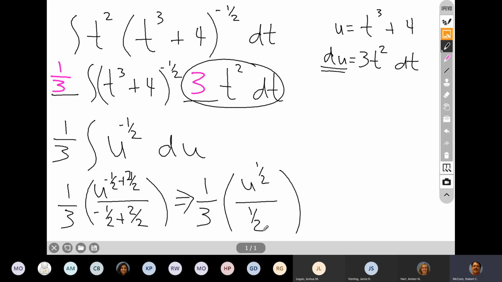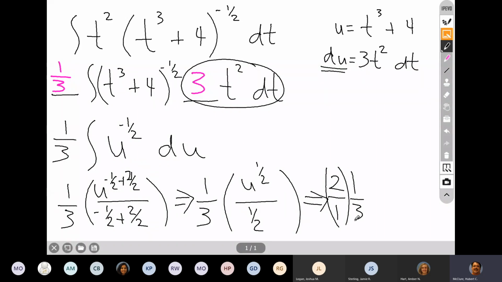The reason I'm doing these step by steps is because they're fractions. And I know that some of y'all suck at fractions, so I'm going to show you that if you do it step by step, you won't suck at it. Now, what do you do when you divide by a fraction? Multiply by the reciprocal. So that will be 2 over 1 times 1 over 3 times the square root of u, or square root of whatever you got.